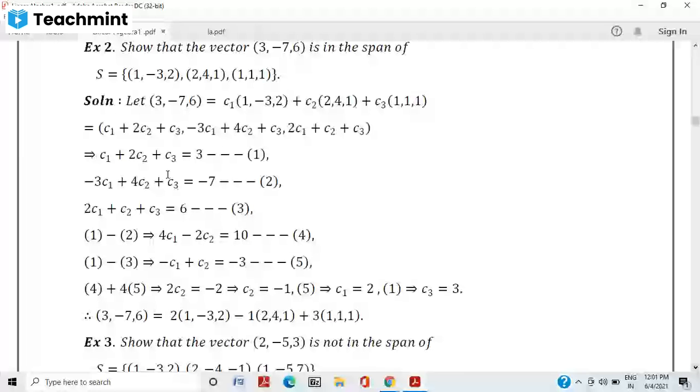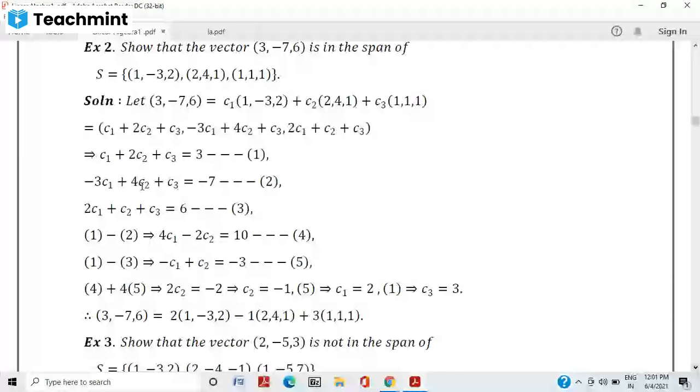First equation: C1 plus 2C2 plus C3 is 3. Second equation: minus 3C1 plus 4C2 plus C3 is 7. Third: 2C1 plus C2 plus C3 equal to 6. Then simplify these three equations. Here we see that in all three equations the coefficient of C3 is 1 only. If you subtract any two equations, it contains only C1 and C2. First we take 1 minus 2. Then we get 4C1 minus 2C2 equal to 10.